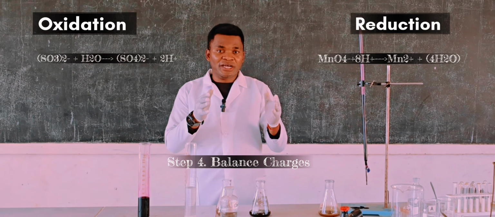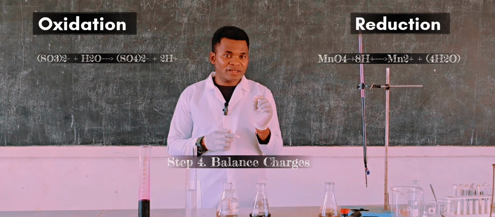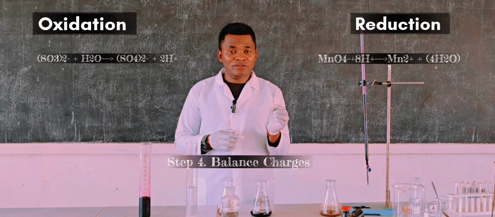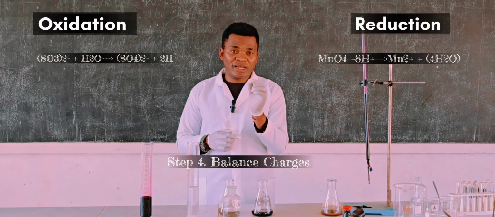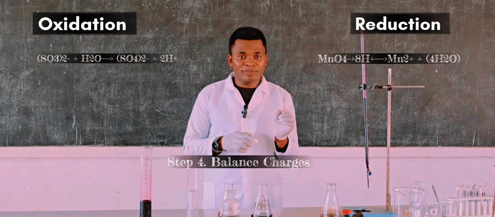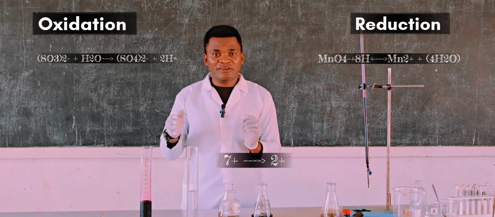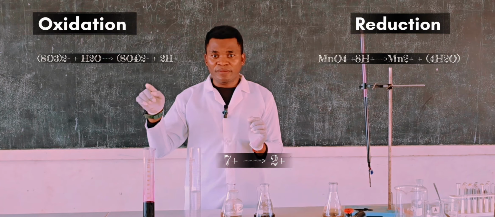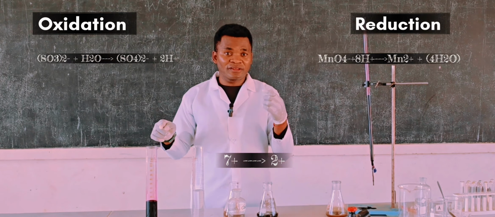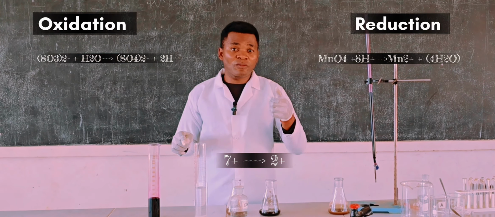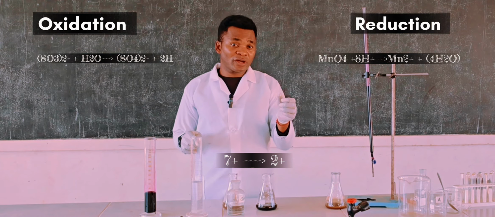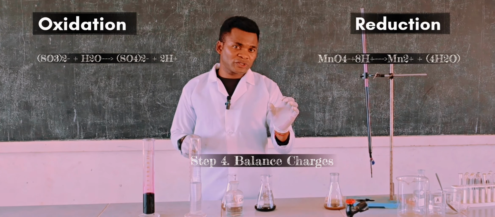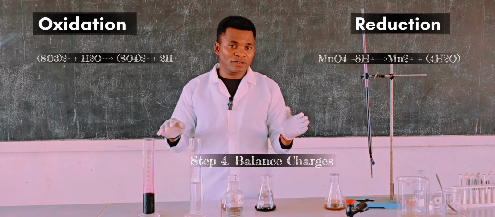Let's check now on the reduction. I have -1 on the permanganate and also I have +8 from the hydrogens. When you add them you get +7, while on the right side I have +2, and the water has no charge. It means +2 versus +7. This side is more positive by +5, so I'm supposed to add 5 electrons to make it balanced well.